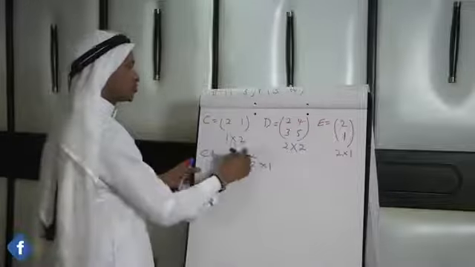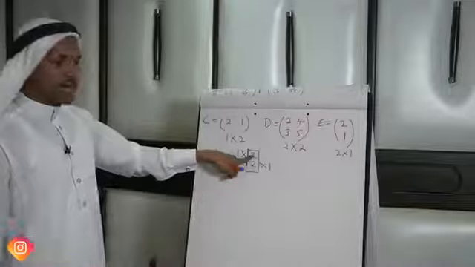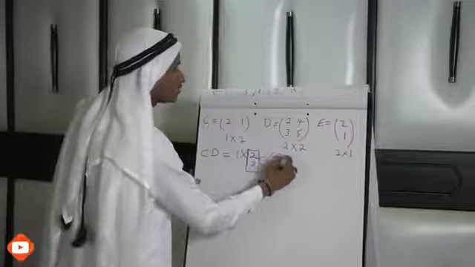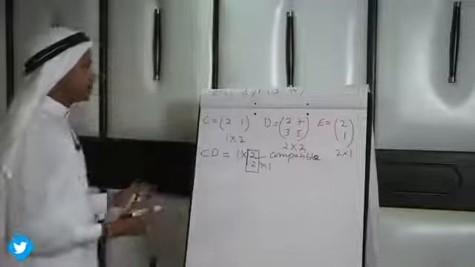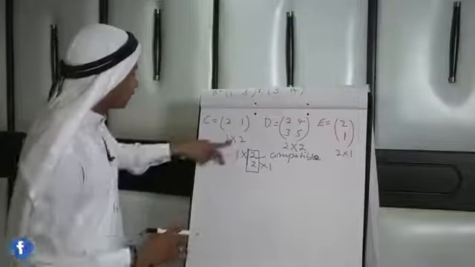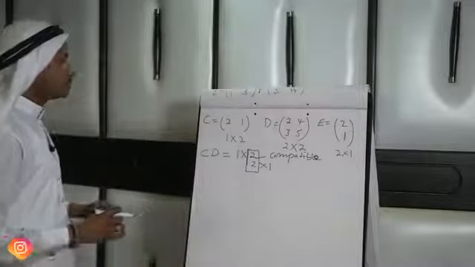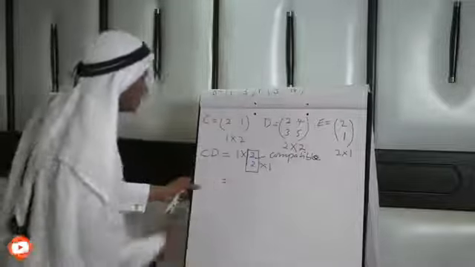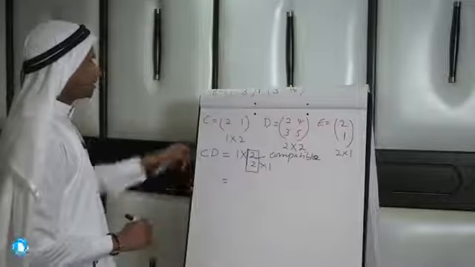So in such a situation, when you have the columns of the first matrix equal to the rows of the second matrix, we say they are compatible. There is no conflict. You can easily multiply them. This is a 1 by 2, 2 by 2. So when we multiply this, what do we get? A 1 by 2 matrix.